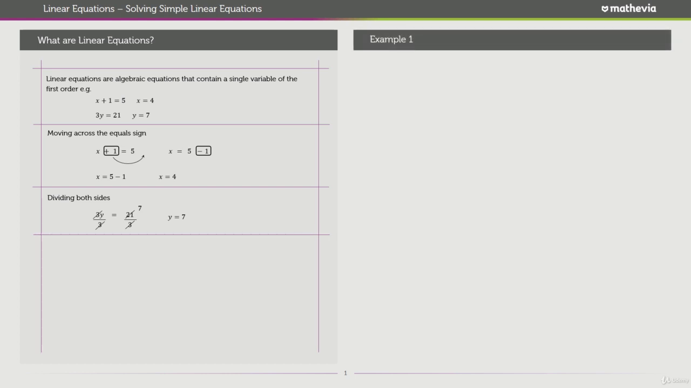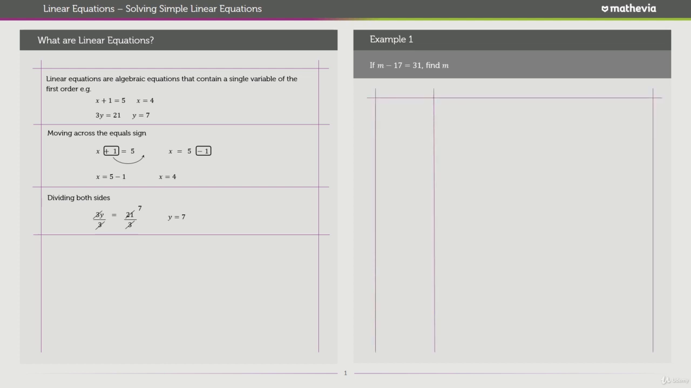So example 1. Example 1 says, if m minus 17 equals 31, find m. It's a fairly simple one. We have m minus 17 equals 31, and basically we have a variable m, and we have a number subtracted from the variable m, i.e. 17. And remember, we want to get our variable on the left and all the numbers on the right.